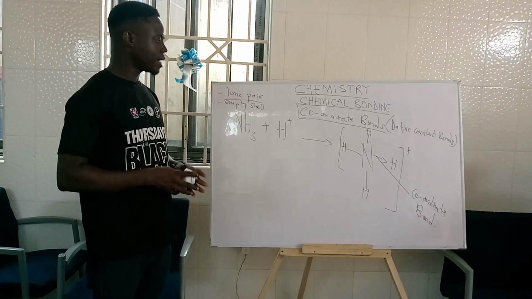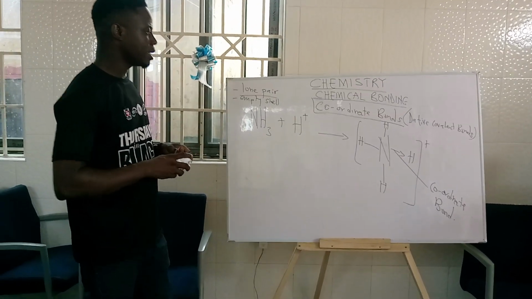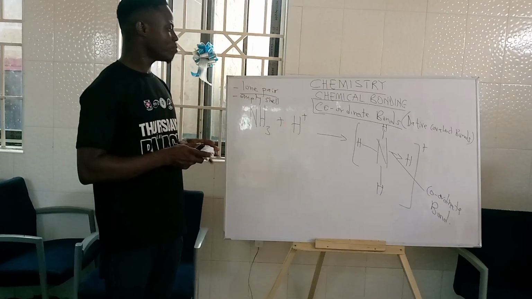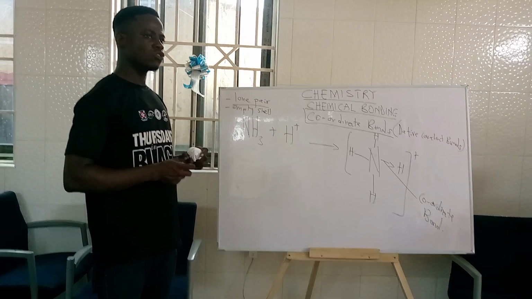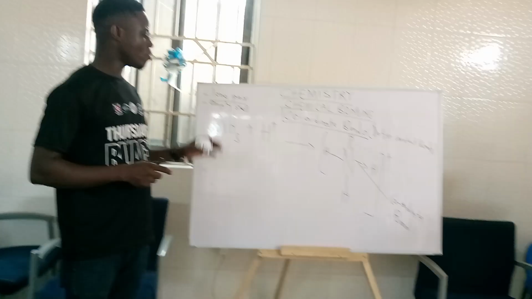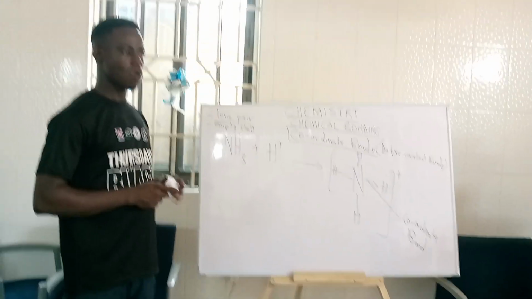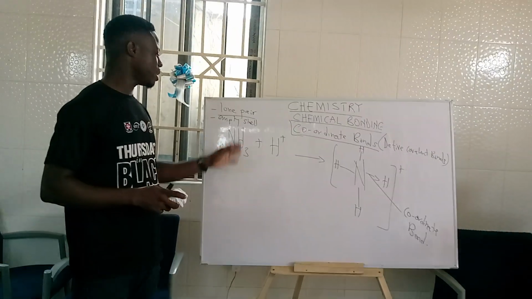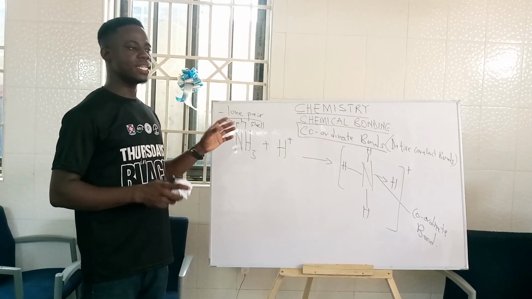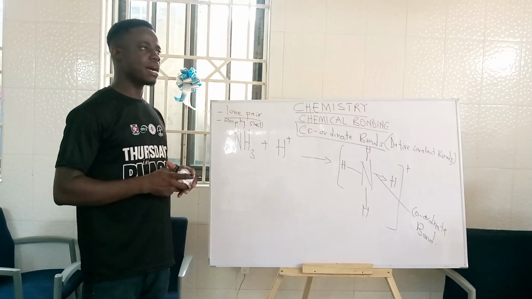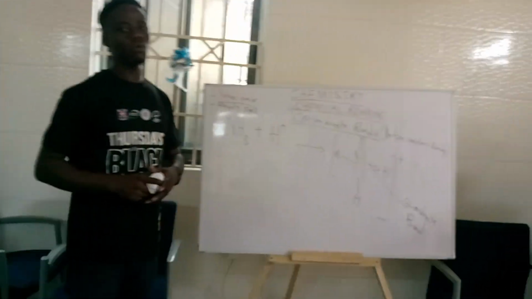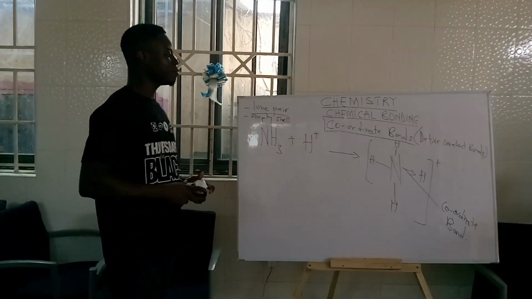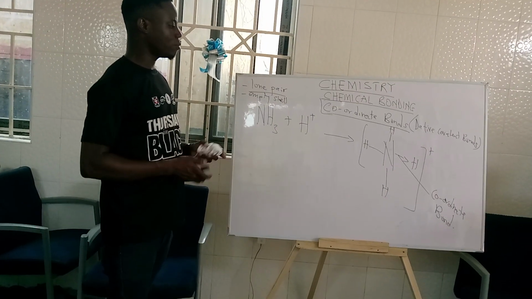So if you are asked to define or explain dative covalent bonding, it is the bond formed as a result of sharing of bond pair electrons, where the two electrons shared are donated by one of the bond pair species. So in this case, although sharing is done, the donation is done by only one of the bond pair electrons and not the two of them. Alright, so that is how coordinate bonds are formed.